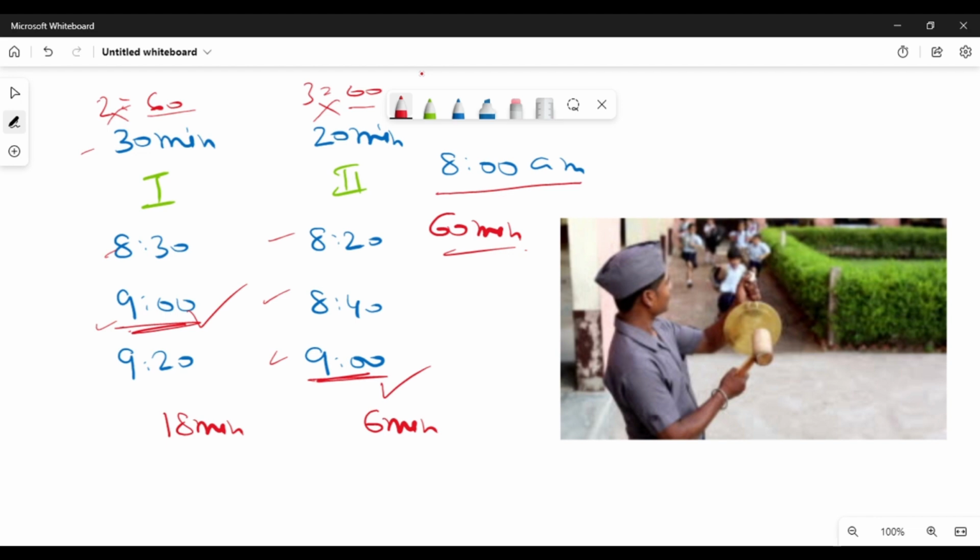So the first light changes at 8 a.m. At what time will they change together? Yes, 18 twos are 36. I have to calculate the LCM.